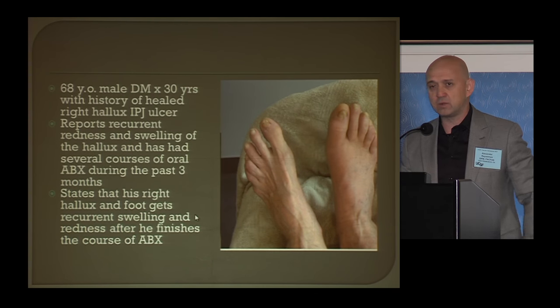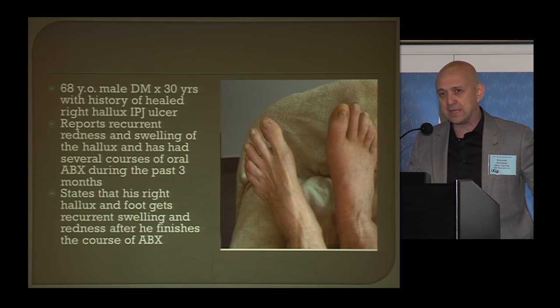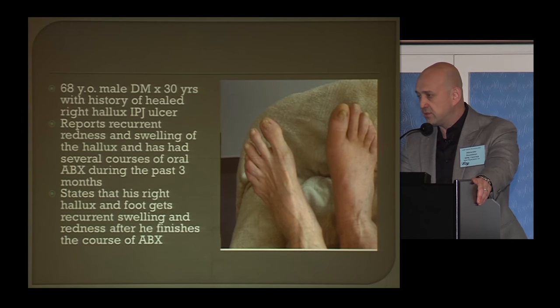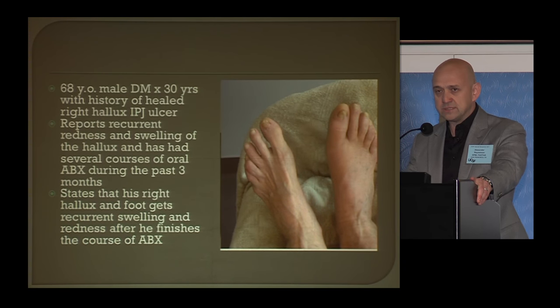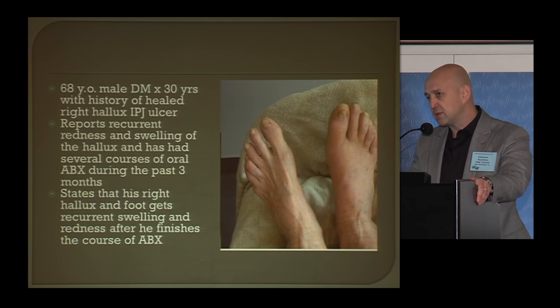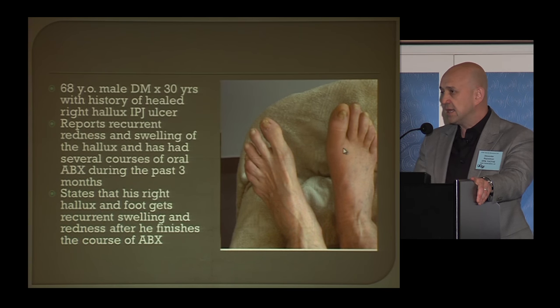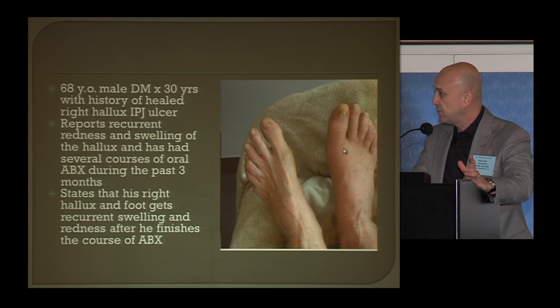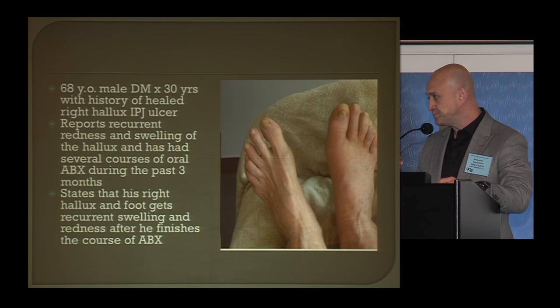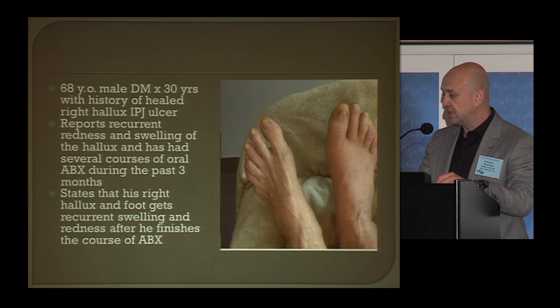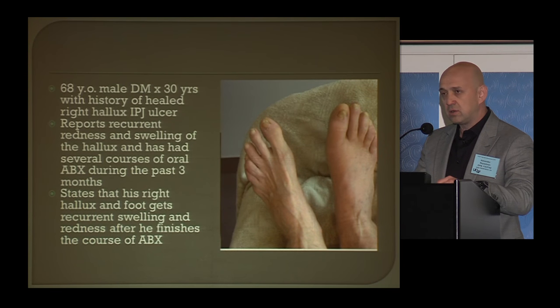Now let's go over a case real quickly. This is a case we had at UC within the last year. A 68-year-old male, history of diabetes for 30 years, comes in for another reason to a medicine service, and starts complaining of recurrent swelling, erythema, and cellulitis of the right forefoot around the first metatarsophalangeal joint. He's had several courses of oral antibiotics over the last 2 to 3 months, a course of 2 weeks, and he reports that after he finishes the course, he gets recurrent swelling. He did have a history of ulceration at the hallux interphalangeal joint, but no longer has that ulcer.